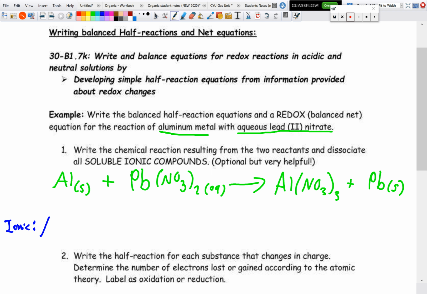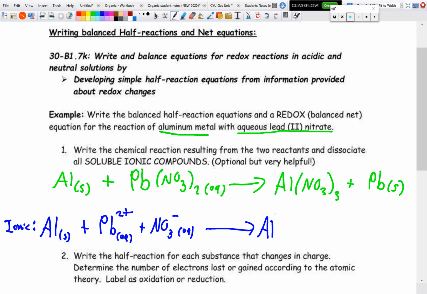So elements do not dissociate. So aluminum stays as itself. Now the solution of lead(II) nitrate, all nitrates are soluble. So that means it doesn't really exist as Pb(NO3)2. It exists as Pb2+ and nitrate. Now, once again, I'm going to leave this completely unbalanced because everything will balance out later. And this is what it's going to look like.